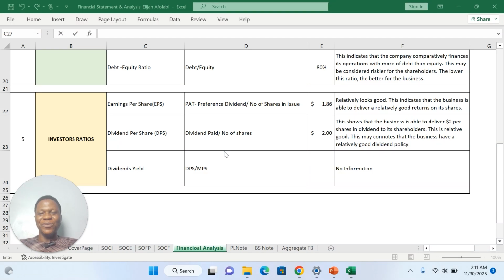Hi there, welcome back. Having learned profitability ratio, liquidity ratio, long-term solvency ratio, and efficiency ratio, the last but not the least is investors ratio. So if the company is a public limited liability company, all these ratios will also make sense. In fact, it will make more sense, right? This investors ratio just tells us how the business is performing in terms of returns to its investors, right?